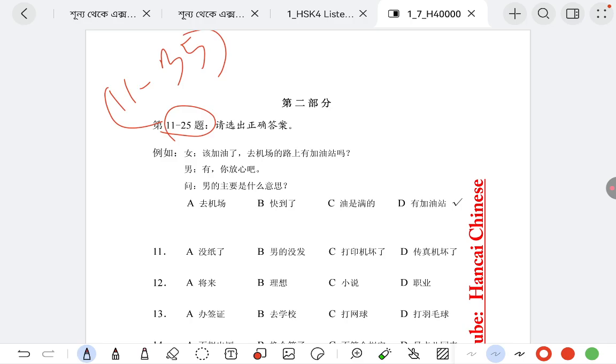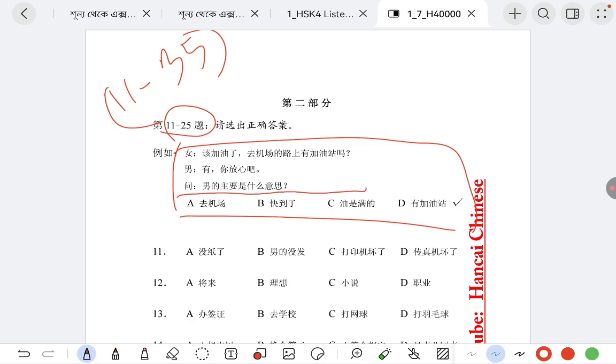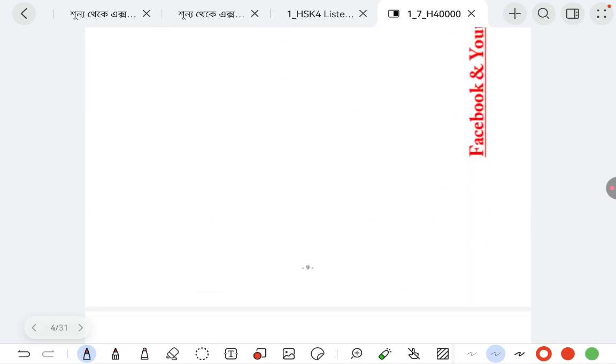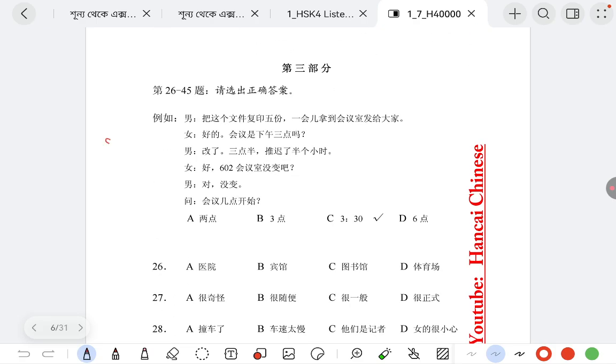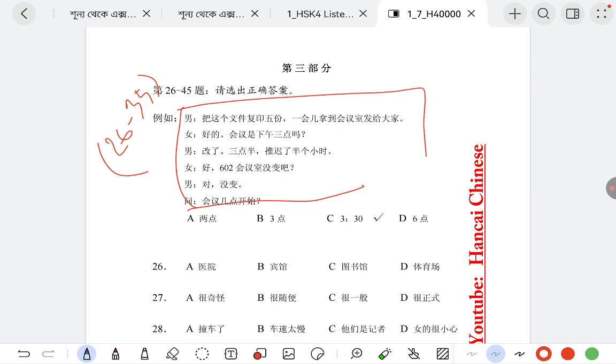Here you can see this is the example, and this is a short dialogue, so you have to find the correct answer from this short dialogue. From 11 to 25, every question, every audio has a short dialogue, and then you have to find the correct answer. From 26 to 35, there is a long dialogue, and you have to find the correct answer.